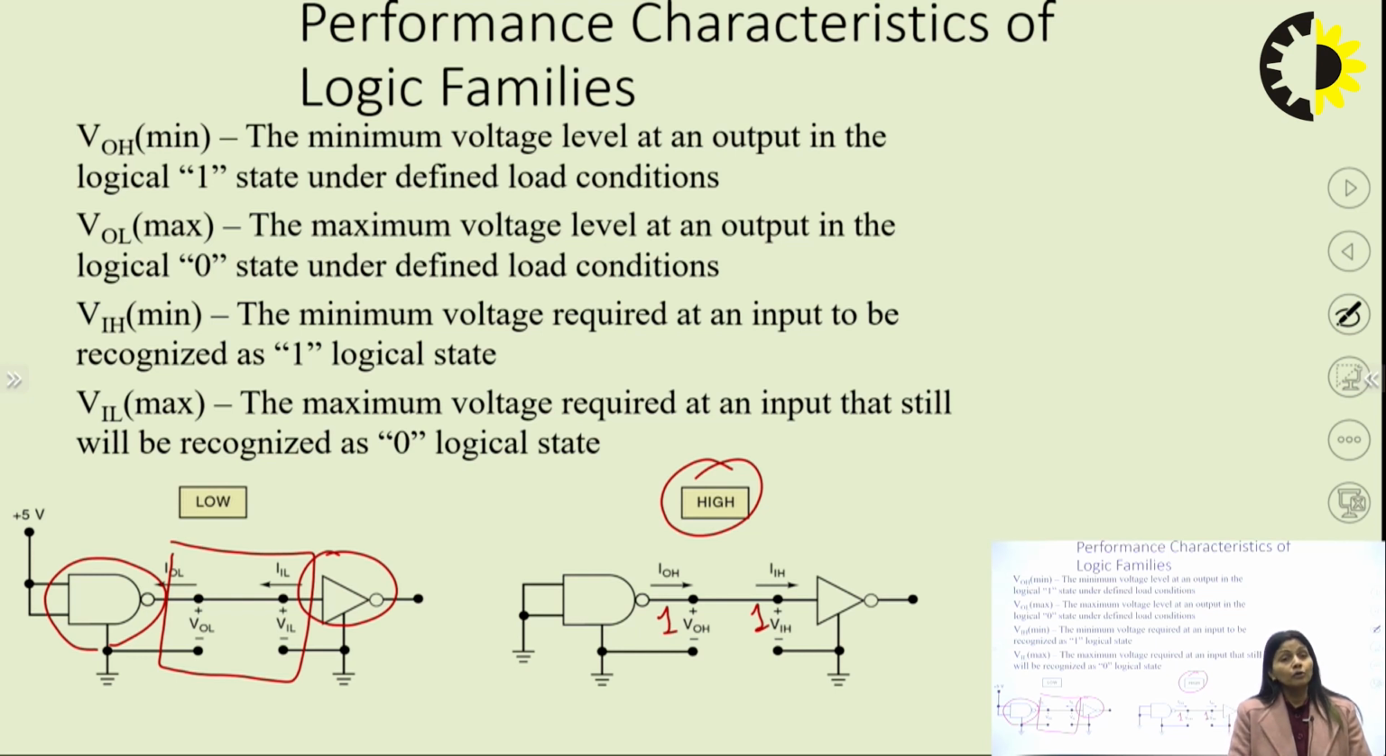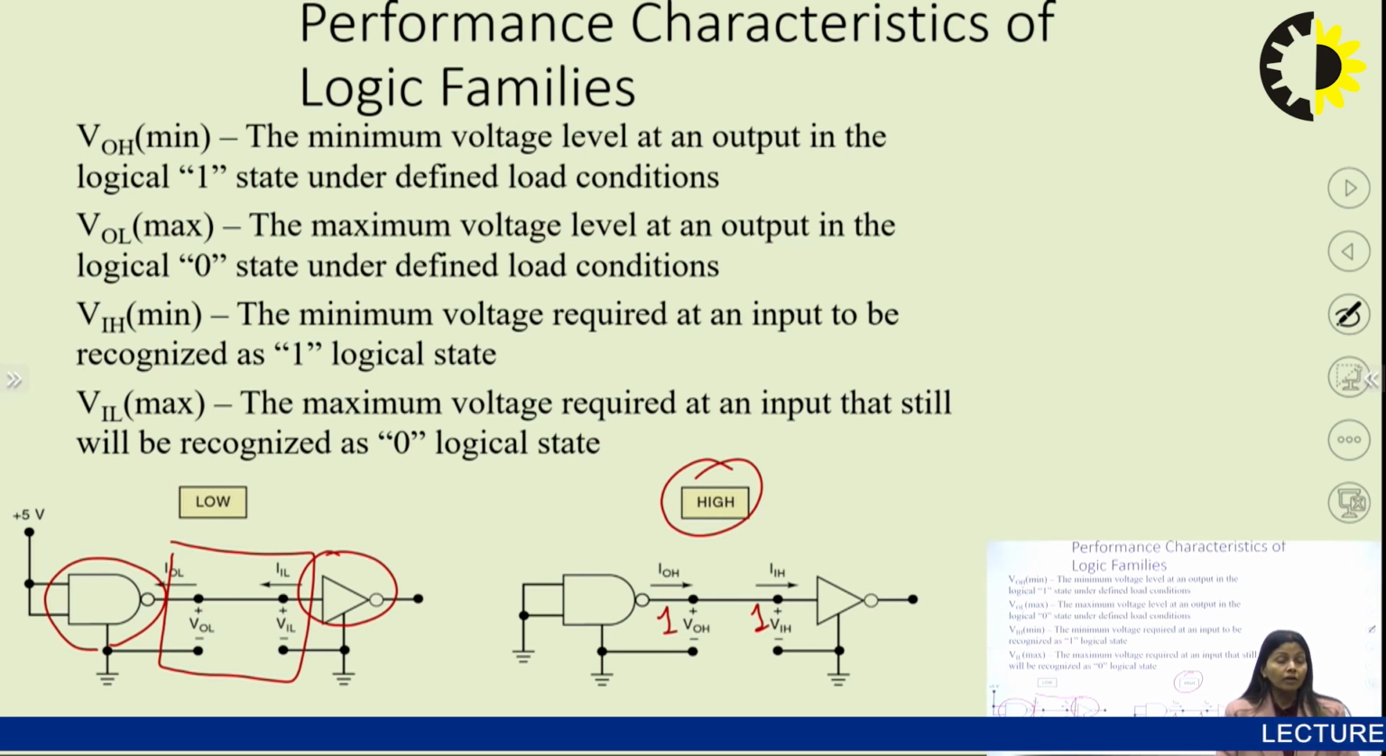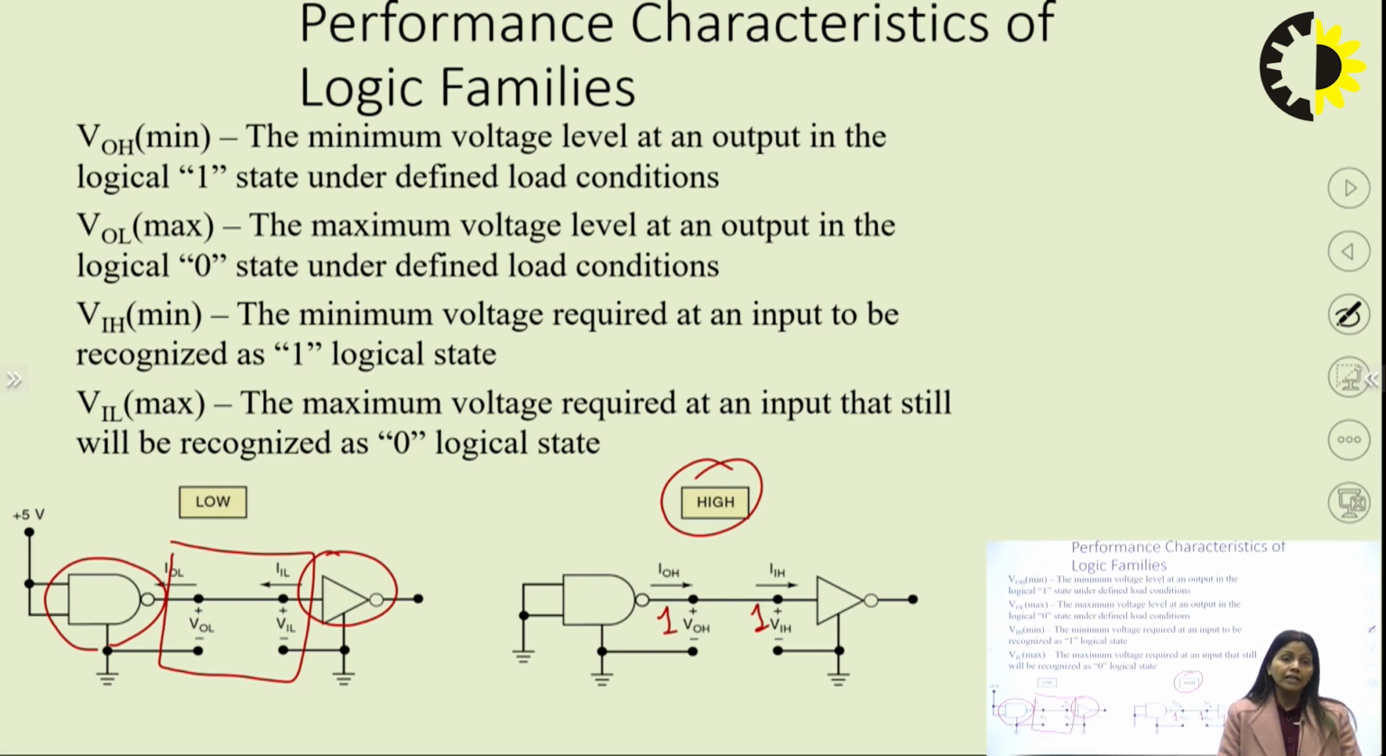Similarly, I go for VOL max and VIL max. These are maximum because output and input are low. So for any output to be recognized as 0, the output should be to that level, VOL maximum. What amount can be given for defining it as a 0 or low output or input?